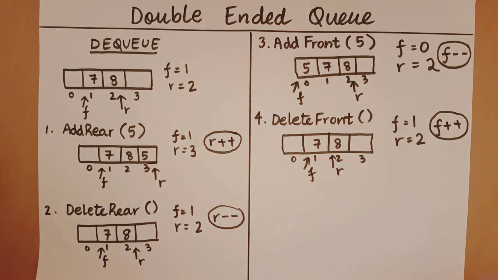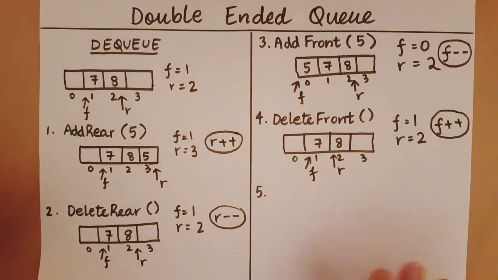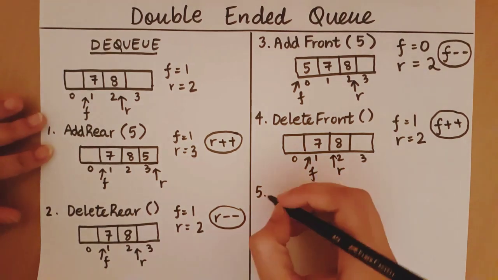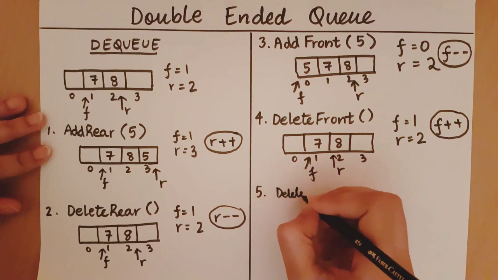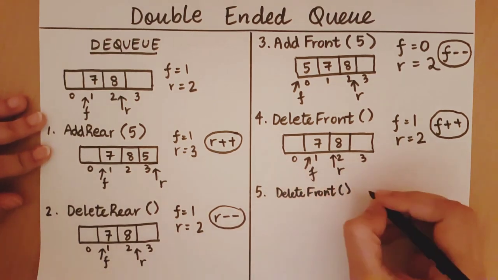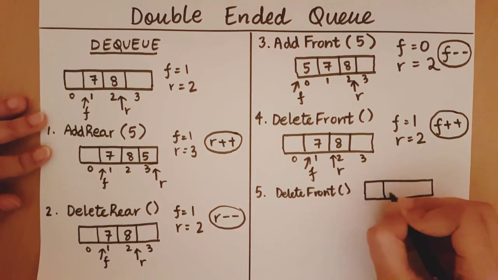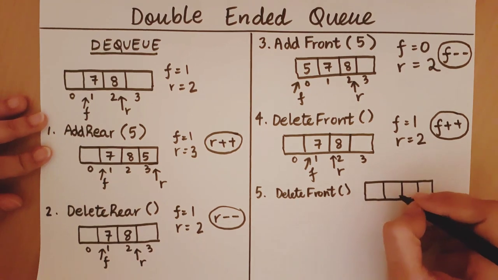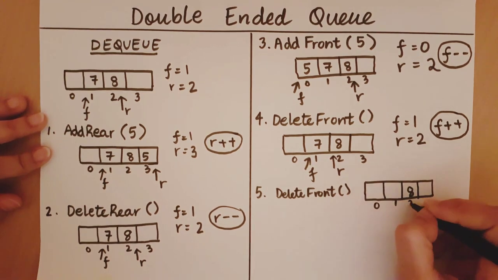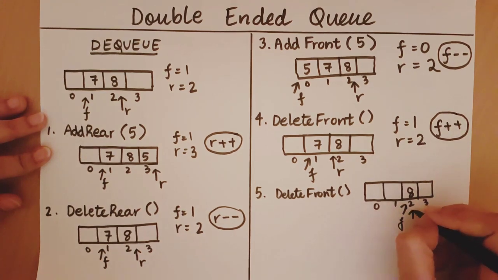Now, to this queue, let me say I am going to perform 2 more operations. I'm going to delete from the front. So when I do that, this function will give rise to a queue which looks like this. Where front is equal to 2 and rear is equal to 2.